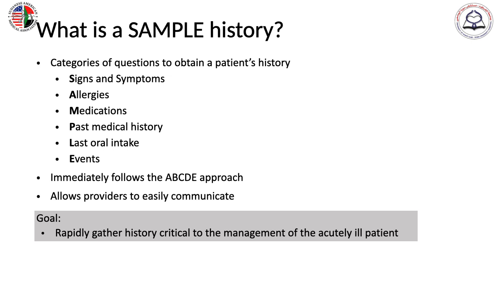And look at the patient medication, what is he taking, and also you want to elicit past medical history, if the current problem is related to his past history or not, and you need to see when was the last time did he eat or drink. So if you want to do some interventions that require fasting, and the event surrounding the current illness. So immediately follow the ABCD approach. Allow provider to easily communicate, rapidly gather history criteria. This can enable you manage an acutely ill patient.